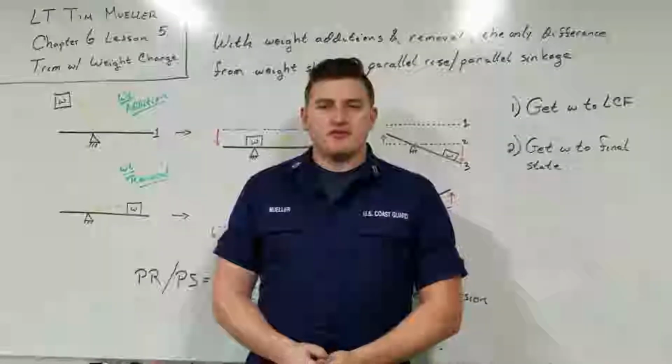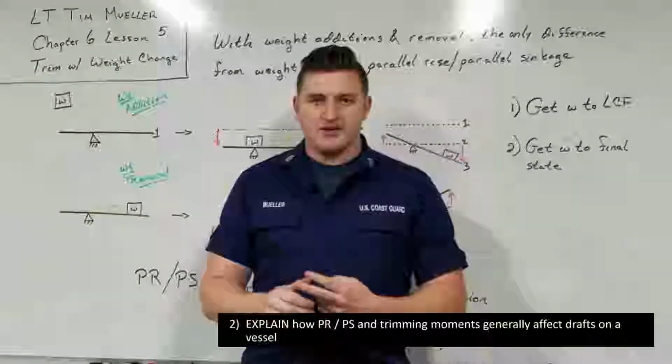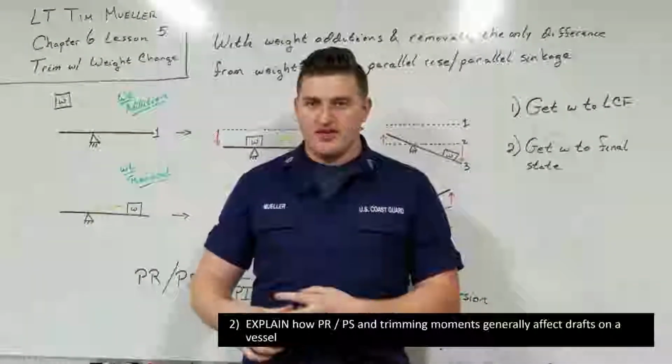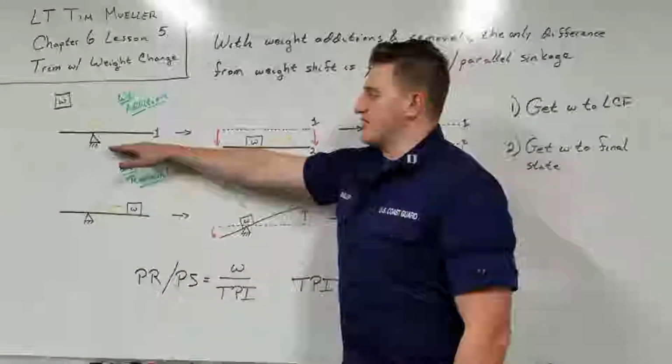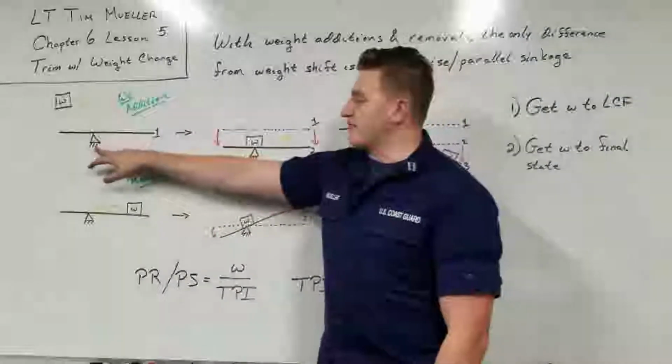All right, so let's go through some generic examples of a weight addition and a weight removal and see how everything behaves with parallel rise, parallel sinkage, and then trimming. So let's start off with a weight addition. So right here in this diagram, we have a ship just sitting here at a condition 1. We have an LCF right here.